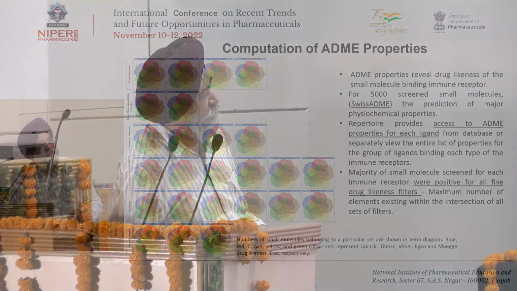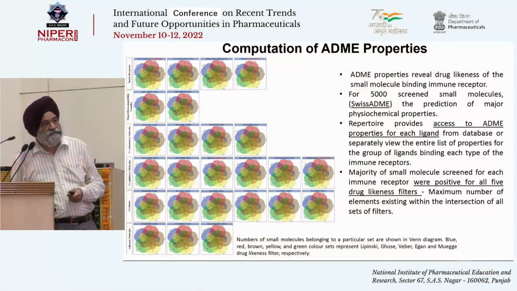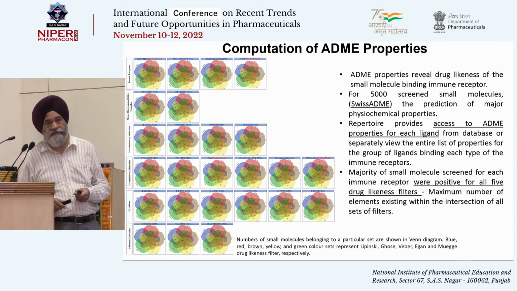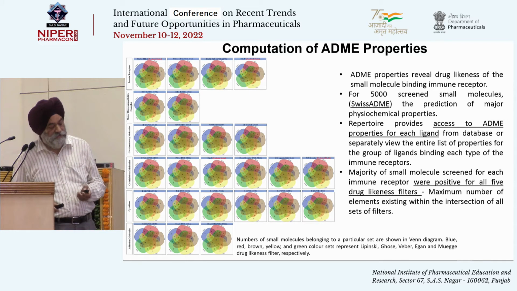And then we see that the maximum number of elements exist within the intersection of all these filters. This is basically using some kind of set theory. You can find the different filters that we have used shown in the form of a Venn diagram. Wherever the maximum number of elements exist, they exist at the center of the filters. It means all the different filters allow these molecules to exist as a drug.